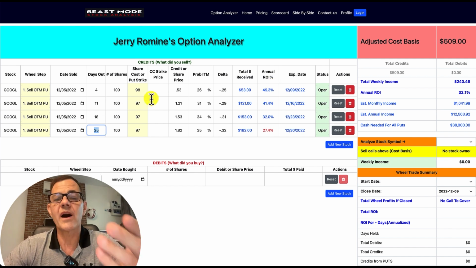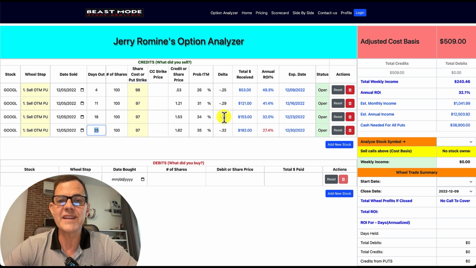So here we've got everything right around a 0.3 delta, and we've got a difference in return between 49.3%, which expires in 4 days, or only 27.4% for the option that expires 1 month out in 25 days. This is huge, and this is why I love to sell weekly options whenever I can.